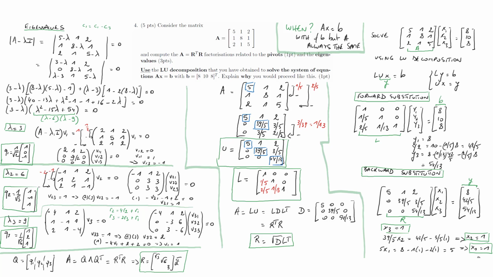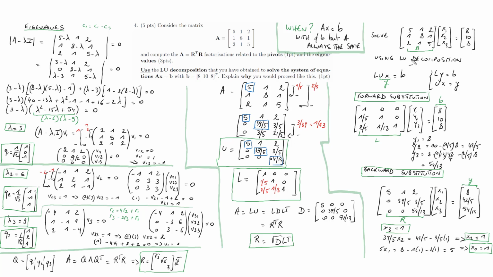Let us have a look at the last part. We're given a system AX equals B, and you're asked to solve it using the LU decomposition, and then at the end you are asked to explain why you would proceed like this. You will proceed like this if you have to solve this type of problem several times with the same A and different B's. In this case, it makes sense to compute the LU decomposition and to solve two systems of equations that are really well suited for forward substitution and backward substitution. This will be the most efficient way to solve the system of equations.